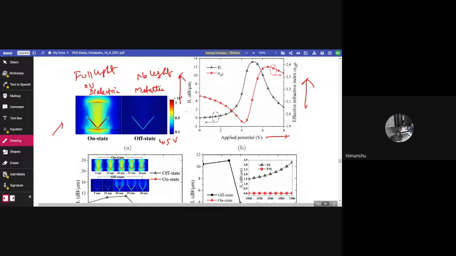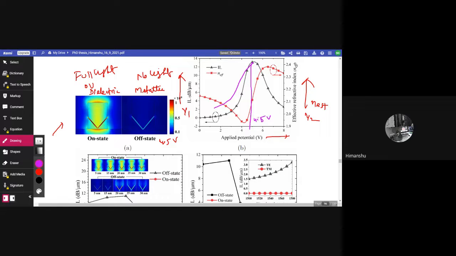One is of insertion loss and the other is of the effective refractive index. So with increase in potential, we can see for the insertion loss, which is indicated by the black line, the loss increases. So maximum loss, or we can say maximum absorption, is found in the region of 4.45 volt. Maximum loss from this graph is around 4.45 volt.